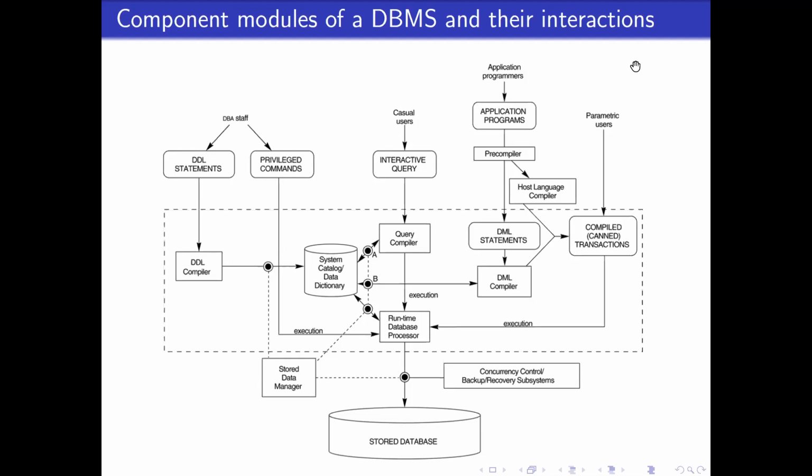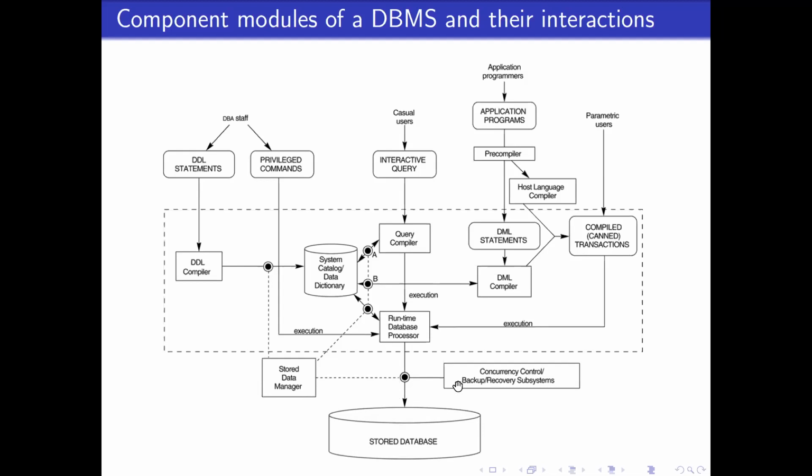Now, if you look at how people interact with the system, we have the data definition language, for which we have a DDL compiler. Then we have query compilers for casual users, and for most application programmers and parametric users, we will have DML statements and DML compilers. There we interact with what we call the data dictionary, which holds information about the data. Then overall execution happens with the runtime database processor, which will actually access the real data.